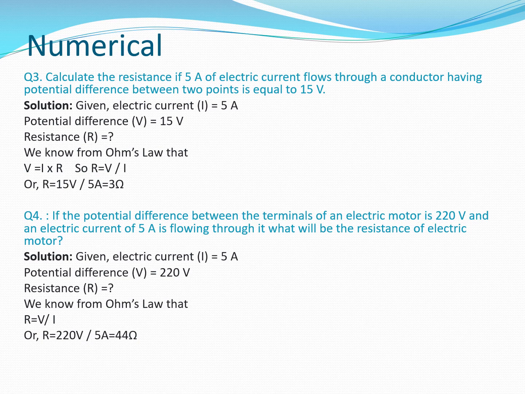Second sum. If the potential difference between the terminals of an electric motor is 220 volt and an electric current of 5 ampere is flowing through it, what will be the resistance of the electric motor? Again you write I is equal to 5 ampere, potential difference 220 volt. Just the same way, R is equal to V by I. So 220 by 5 gives you 44 ohms. You can practice more numericals from NCERT book and S. Chand.